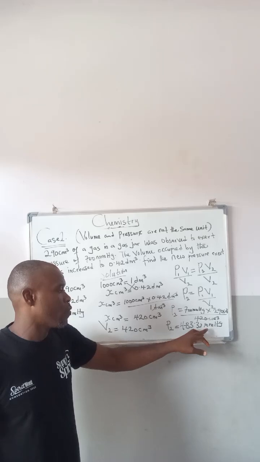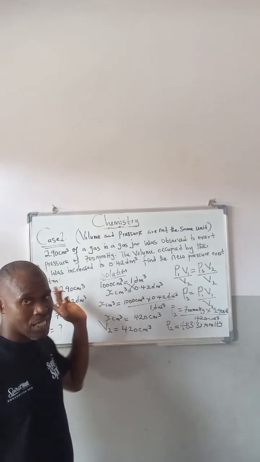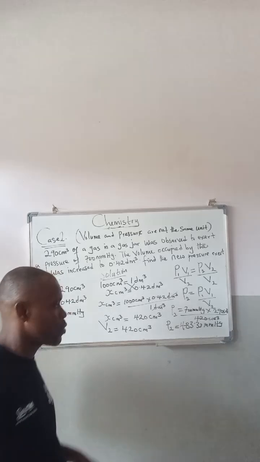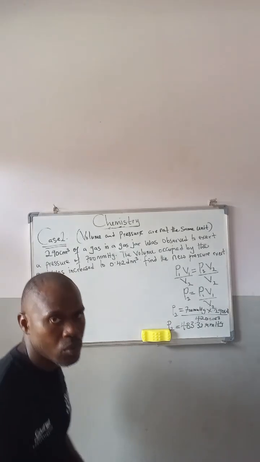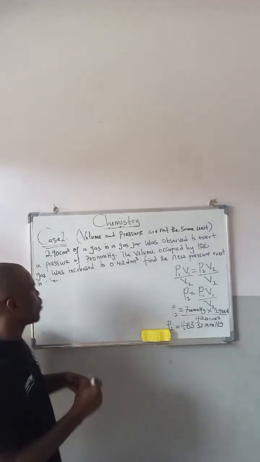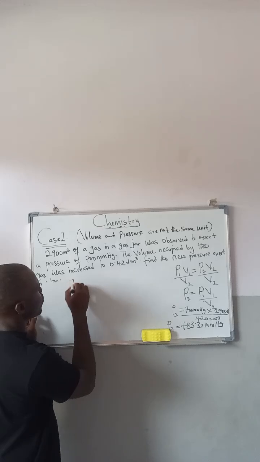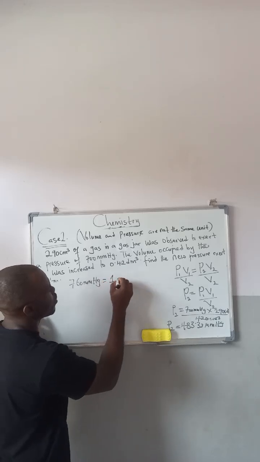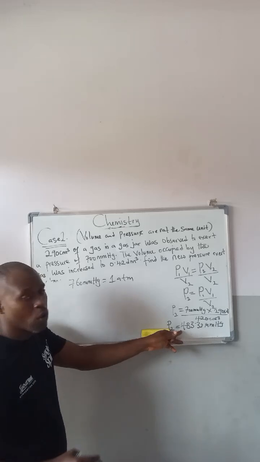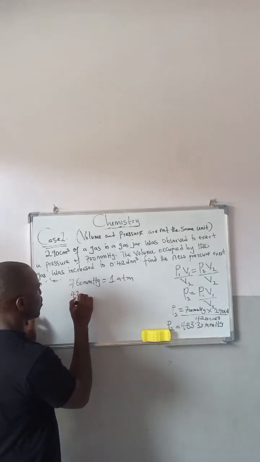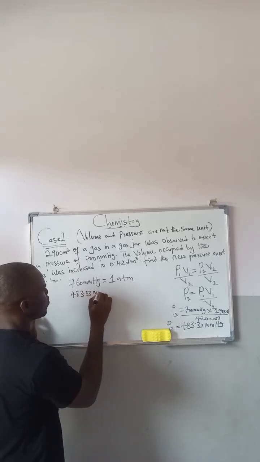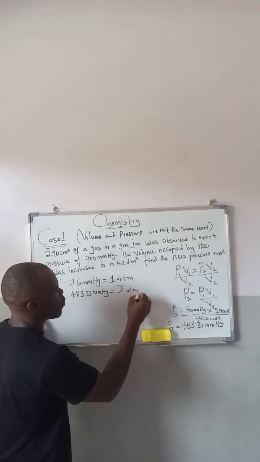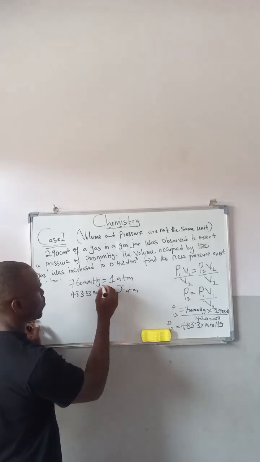So we're going to convert from millimeter mercury to atm. That is the final step. So let's go there. Note that 760 millimeter mercury equals 1 atm. So we have 483.33 millimeter mercury equals, let's say, x atm that we don't know. Are you with me? So we cross multiply.